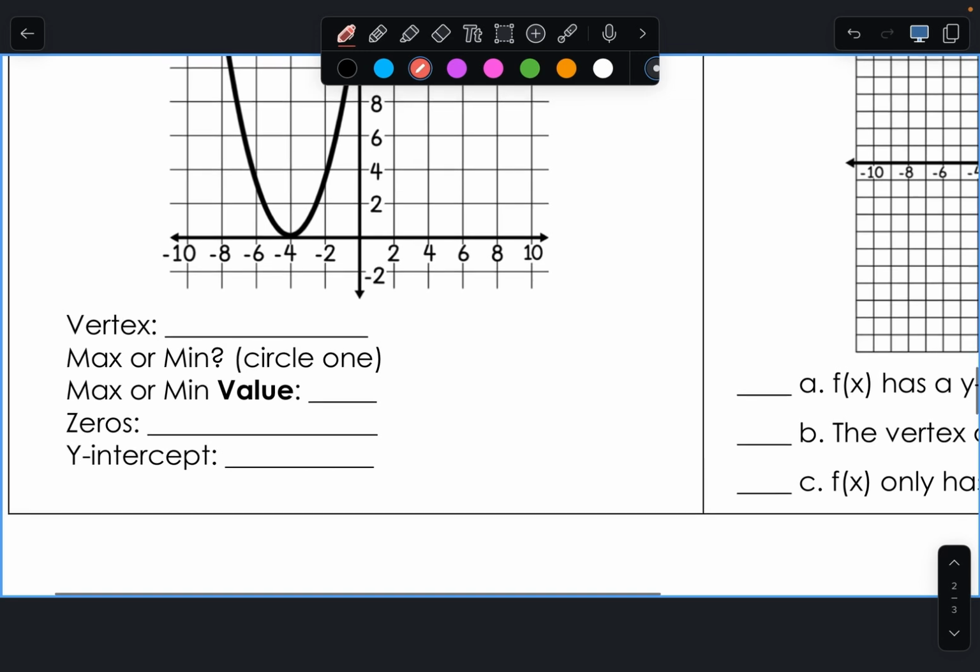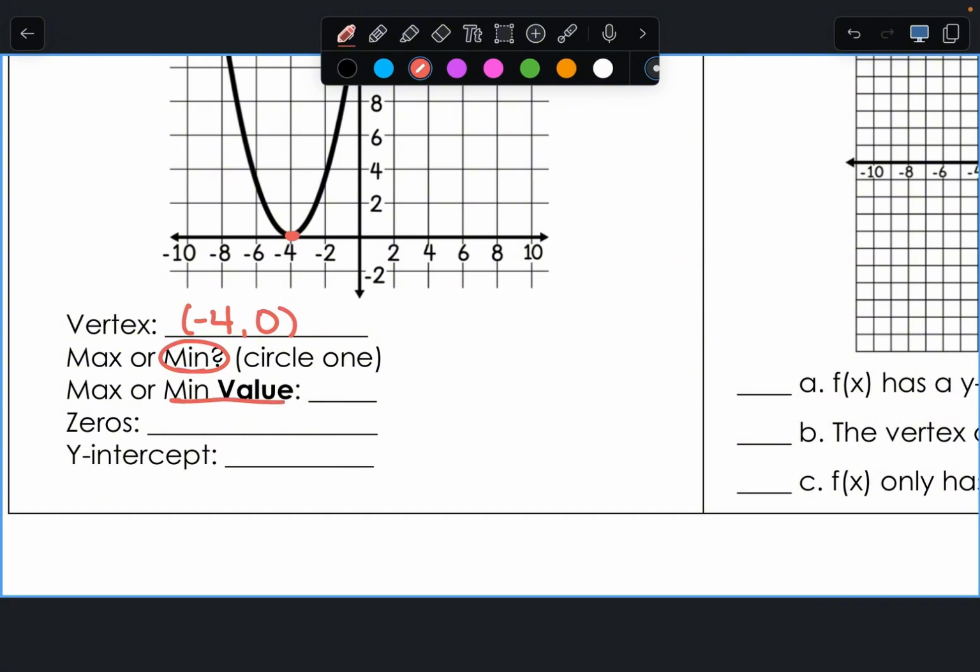Number 6. What's the vertex? -4, 0. It's on the x-axis, not the y-axis, so be very careful. Is this a maximum or a minimum? Minimum. What is the minimum value? 0. Trick question. 0 is the y value of the vertex. The y value is 0. The x value is -4. Be careful with that.